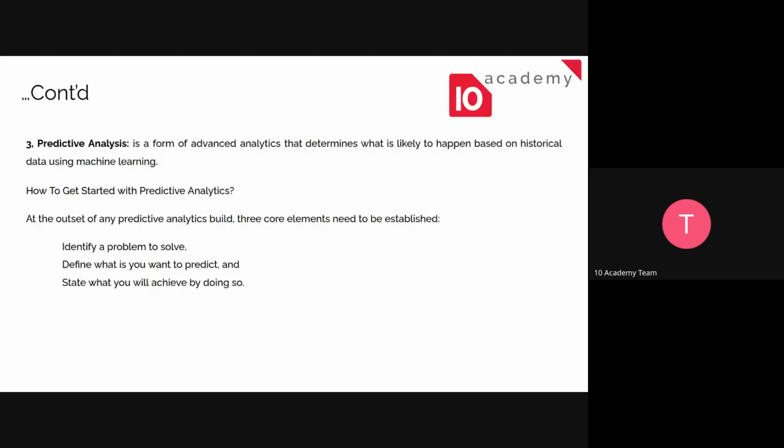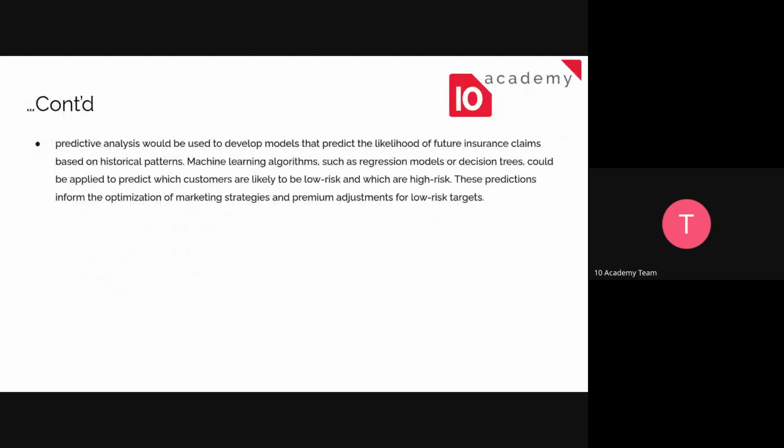Because at the end of the day, you're going to recommend or tell the company, by doing this, I have brought this type of insight. So this is the insight that I wanted to present to the clients. It would be used to develop models that predict the likelihood of future insurance claims based on historical patterns. Machine learning algorithms such as regression models and random decision trees could be applied to predict which customers are likely to be low risk and which are high risk.